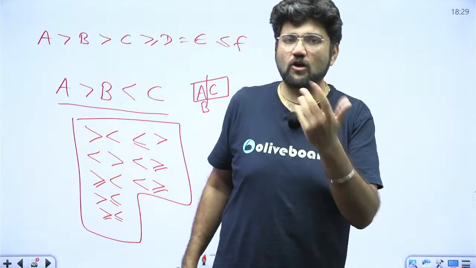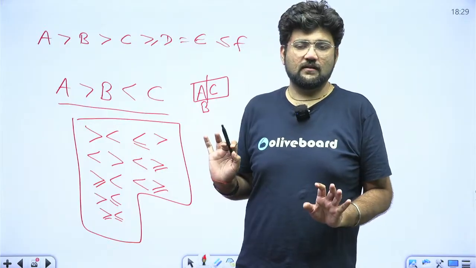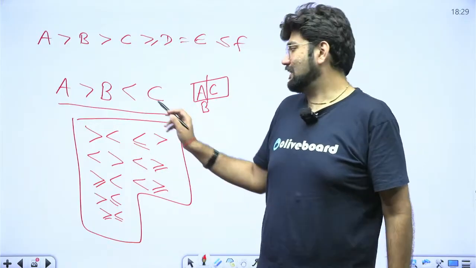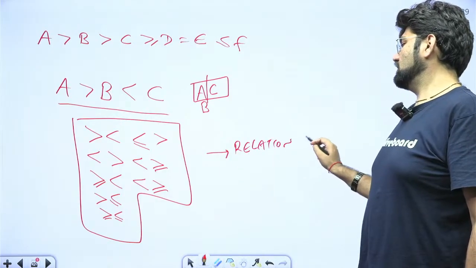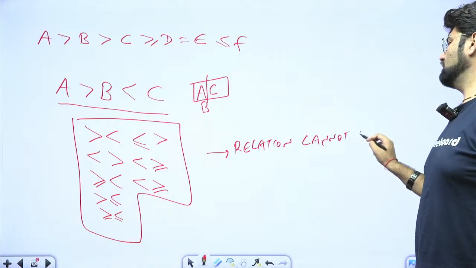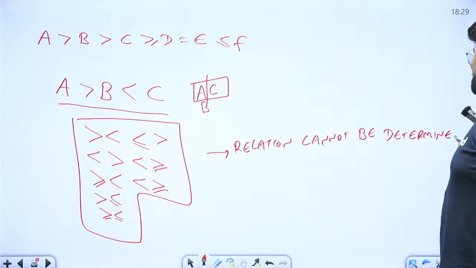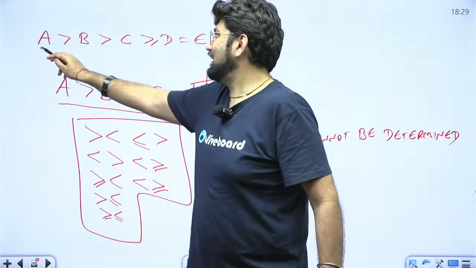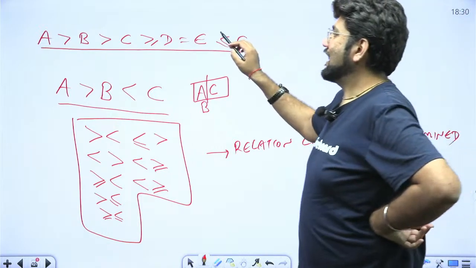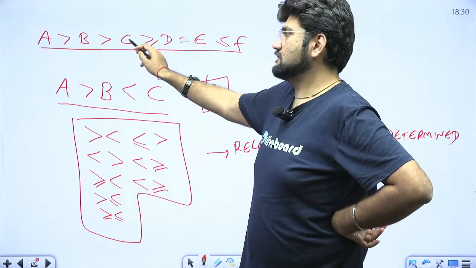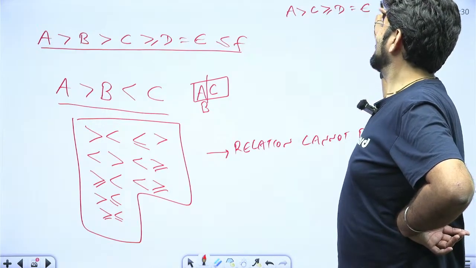In normal language, a lot of teachers say that if they have two open gates or two closed gates, then in that case you will say the relation cannot be determined. If I am saying the same case, if I say between A and F, so what will I do? I will say from A to B to C, I know A is greater than C, correct? A is greater than C, greater than equal to, less than equal to F.